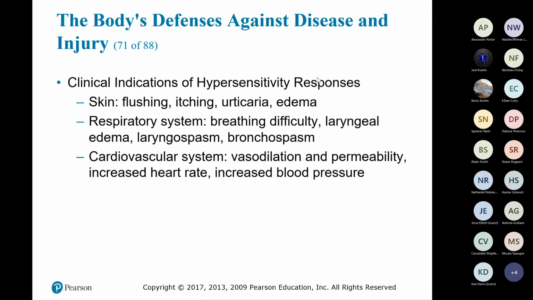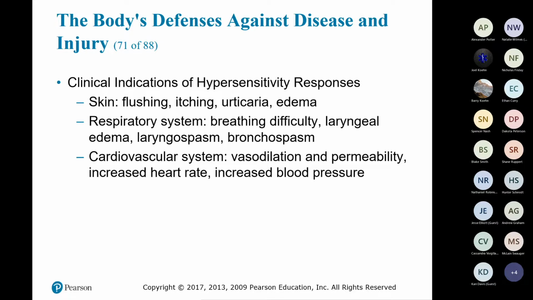All right. So clinical indications of hypersensitivity responses. How can I say that in a much simpler term? Anybody? What did you say, Rudy? Sorry. Clinical indications of hypersensitivity responses, what it says on the screen in the headline. How could I say that in a simpler term? Allergic reactions. Yeah, the clinical indication of allergic reaction.